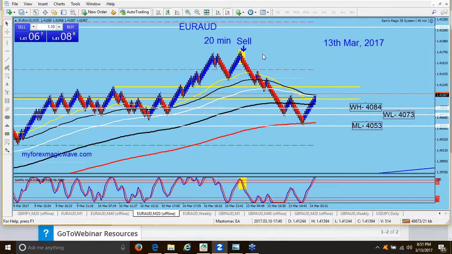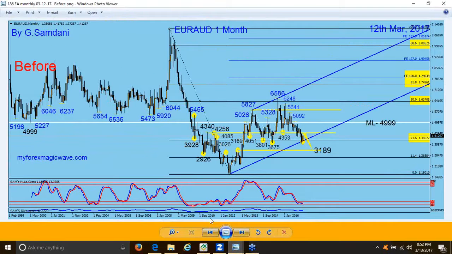So what is my analysis? I just made brand new templates for almost every single pair, indexes, indices, commodities yesterday and today, and I send them out to my subscribers as well, so that they can all have the same chart as mine. One of them I'm looking at, let's say this one, Euro Aussie. I love this pair, Euro Aussie, Pound Aussie, Pound Yen. These are my favorite pairs because they move a lot, 200 pips easy.